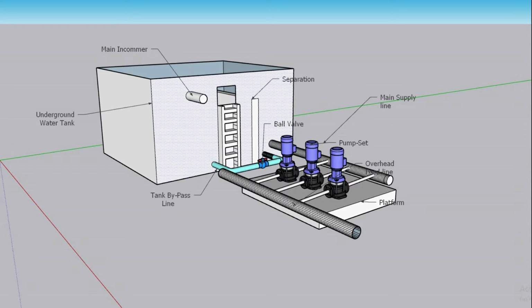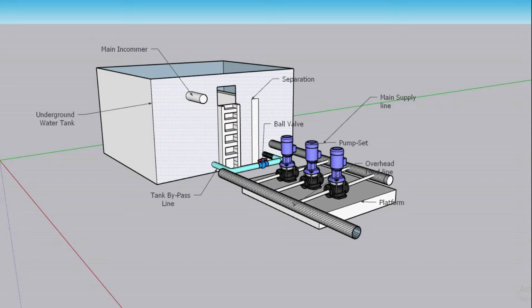Municipality line. So I'm currently living in the United Arab Emirates. Plumbing network here works as follows. We have a DEWA main incomer, Dubai Electric and Water Authority. DEWA main incomer is connected to an underground water tank. As you can see, this is the underground water tank, and this is the main incomer. Now the main incomer is connected inside to a float valve, and the pumps are connected to the main supply line. Okay, the pump pumps water through the main header and feeds the overhead water tank.